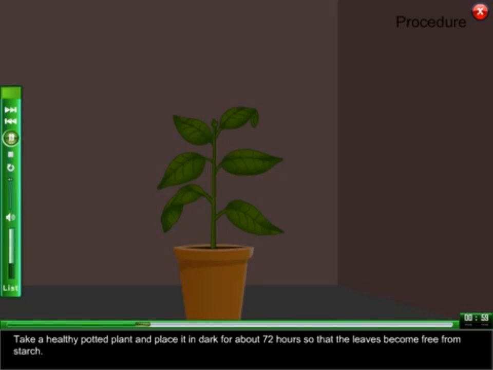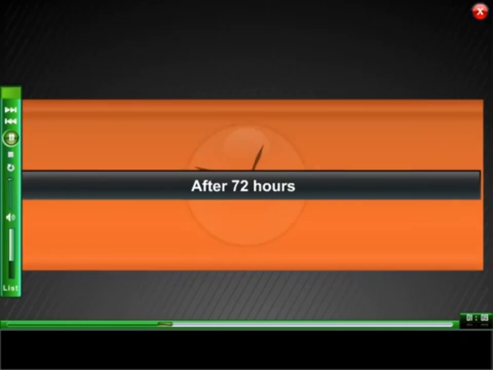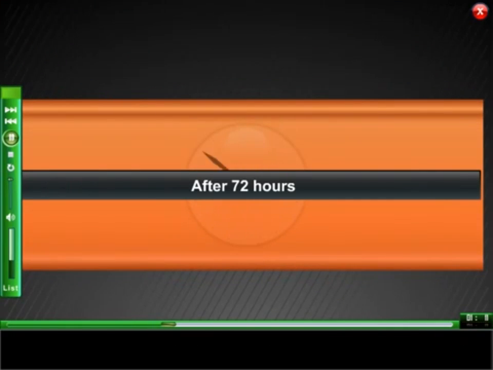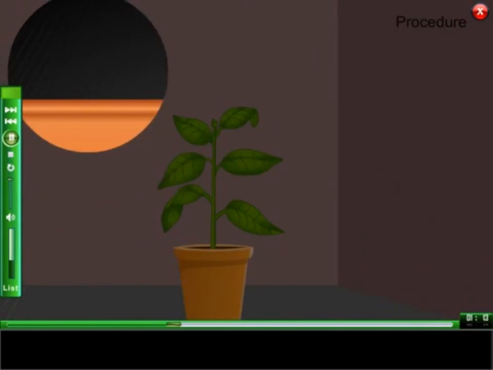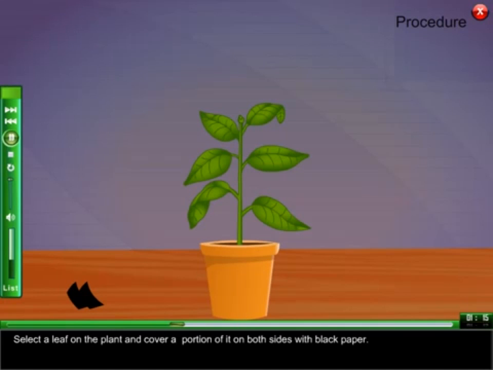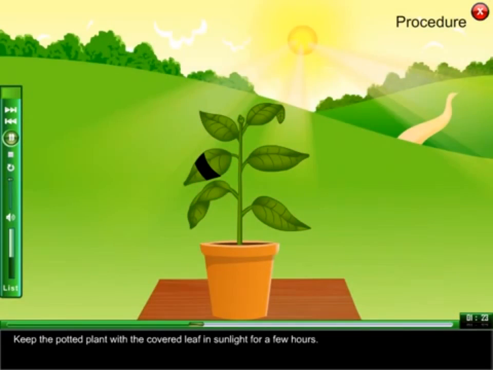Take a healthy potted plant and place it in dark for about 72 hours so that the leaves become free from starch. After 72 hours, select a leaf on the plant and cover a portion of it on both sides with black paper. Keep the potted plant with the covered leaf in sunlight for a few hours.